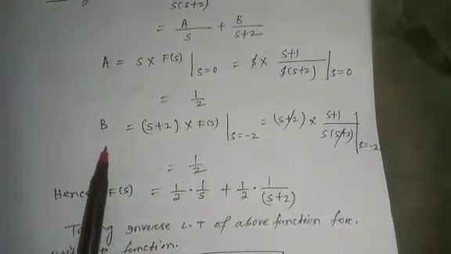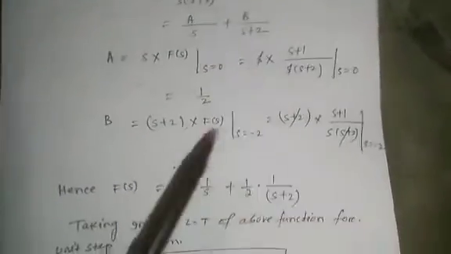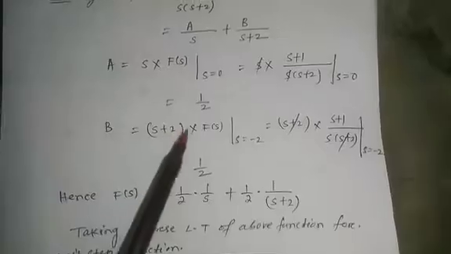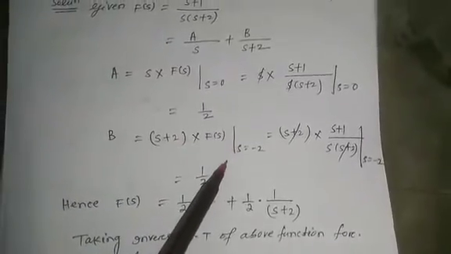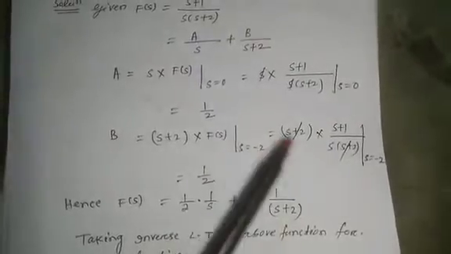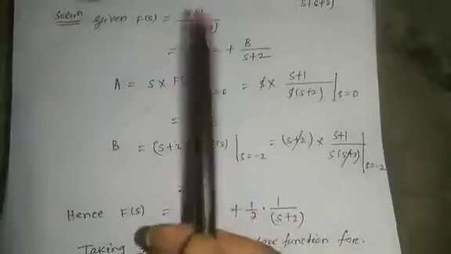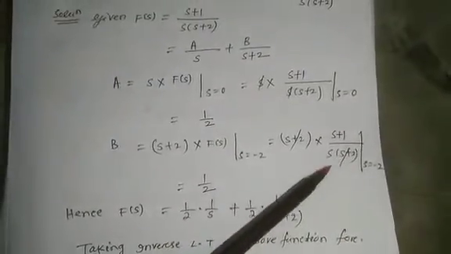Similarly, how do you calculate b? What is the denominator of this b? s plus 2. Here the same procedure: (s plus 2) into F(s), where s is equal to minus 2, because here s plus 2 is equal to 0, so s is equal to minus 2. And here in place of F(s) you put the given function, (s plus 1) divided by s into (s plus 2).